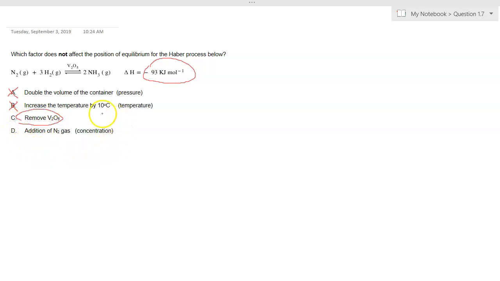But let's look at option D, just to be clear. Adding more nitrogen gas increases its concentration, shifting the reaction to the right, producing more products. So we can cross this out as well. Therefore, your answer is C.